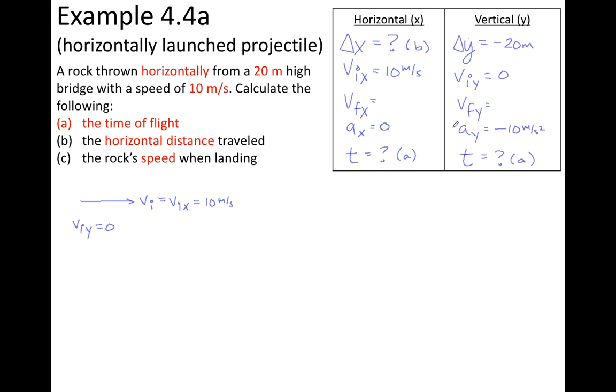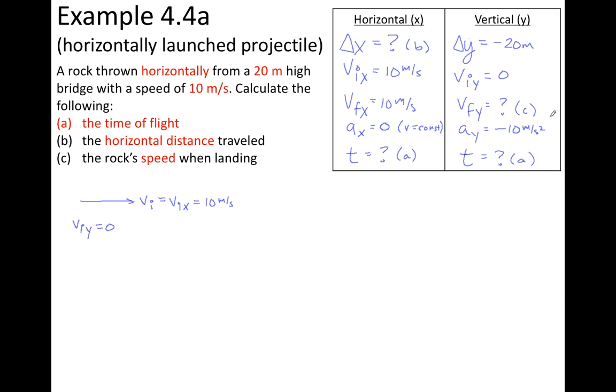And for the final velocity, we can actually fill in v final in the x direction because there is no acceleration in the x. That tells you that the velocity in that direction is a constant value. So the final and initial velocities in the x direction are the same value. I don't know what the final velocity in the y is, and I'm going to need to solve that because that's going to contribute to the rock's speed when landing. So I'm going to need to figure that out for part C.